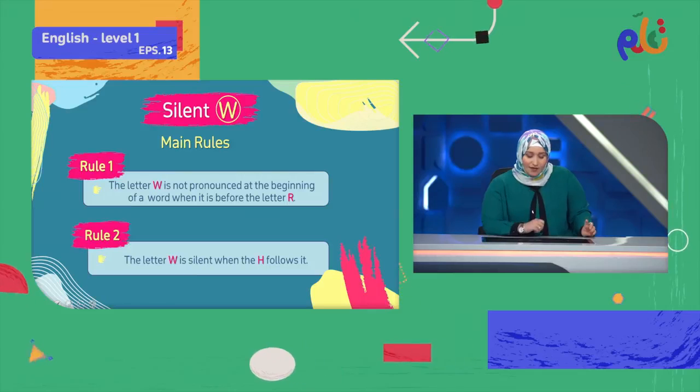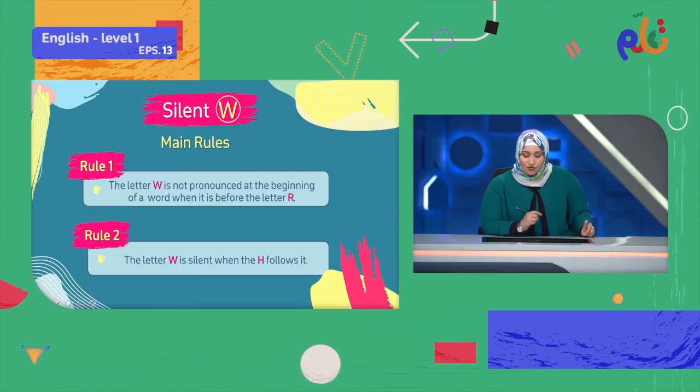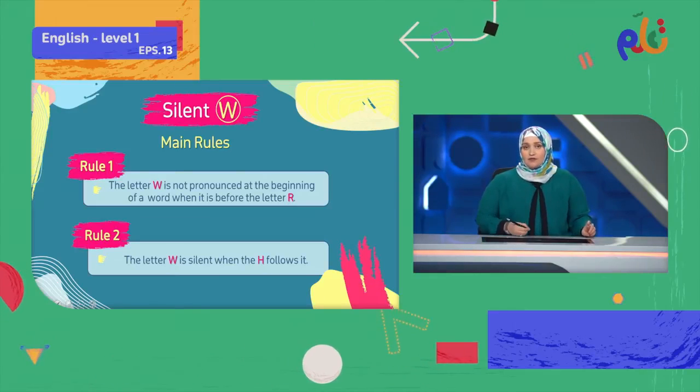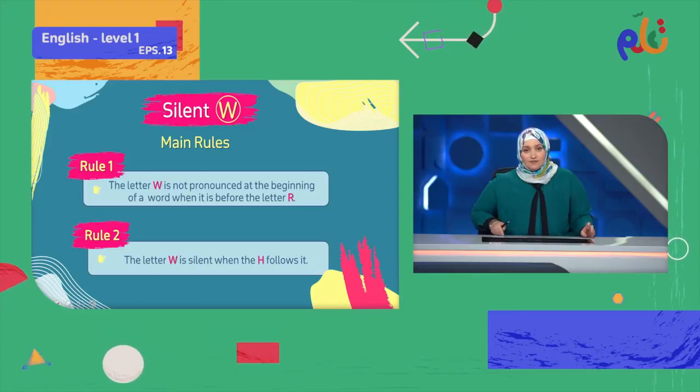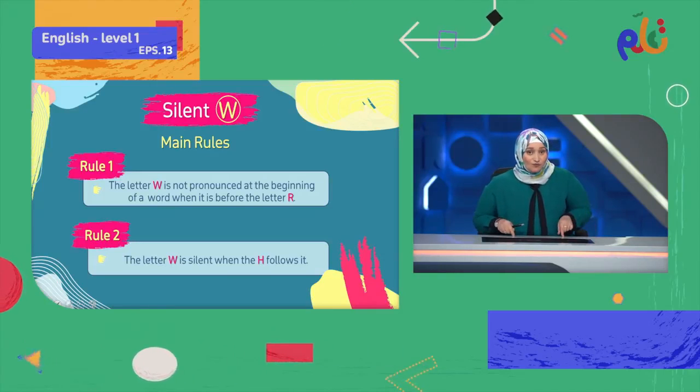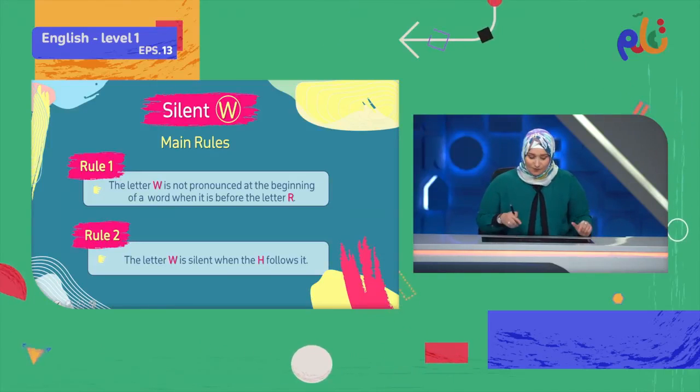Now, the letter W is silent when the H follows it. يعني لو W ظهرت بعديها ال H، فاكرين ال exceptions بتاعت ال H، it is not pronounced. مش بنقول ال W.